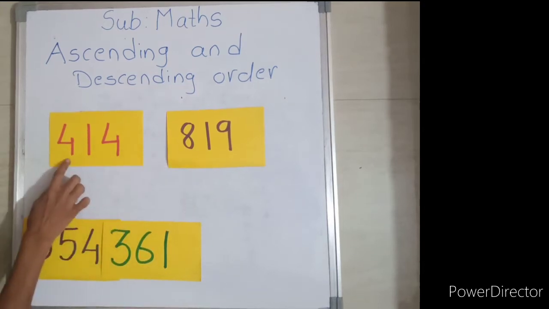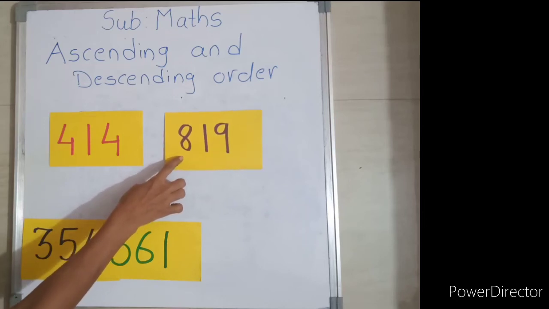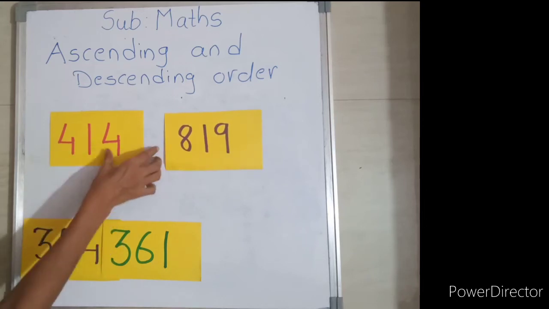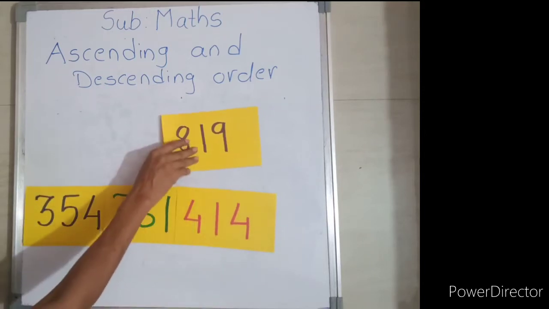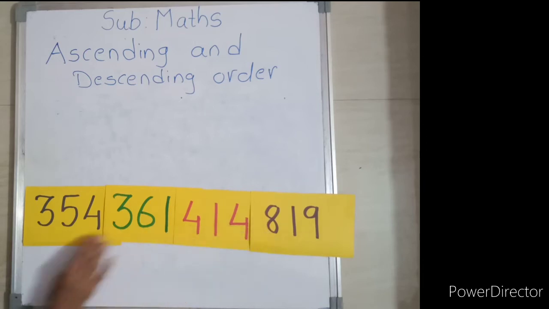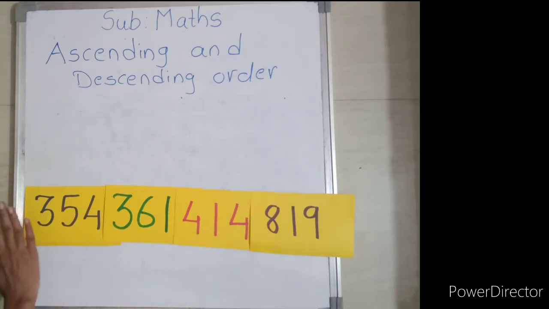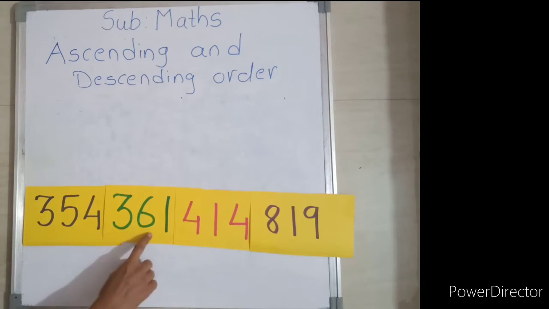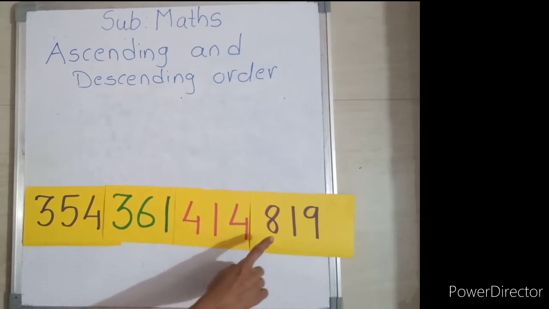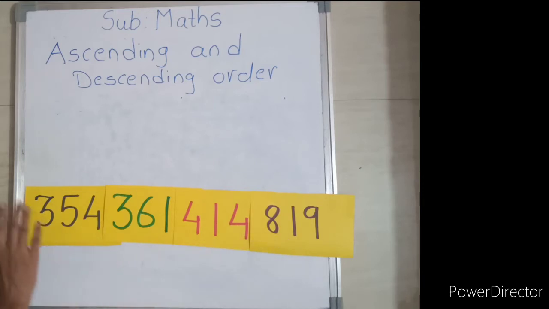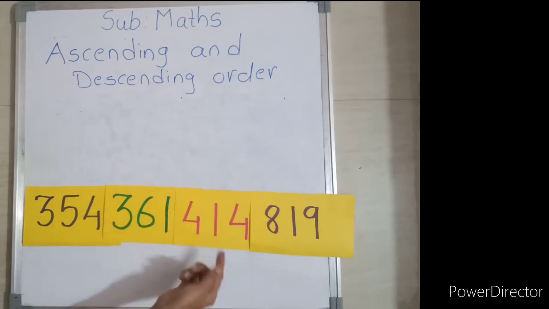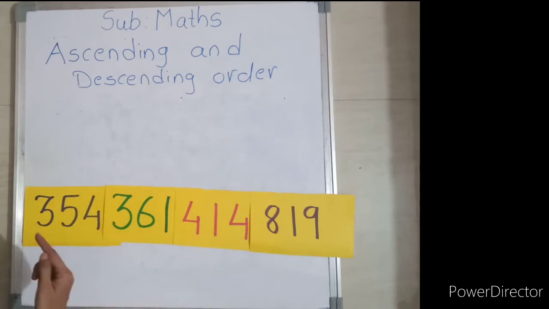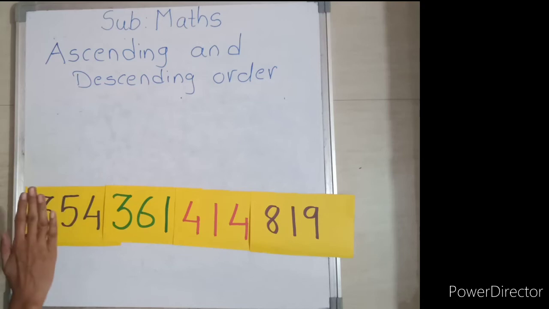Then here is 4, here is 8 in hundreds place. So 4 is smaller than 8. So here will come 4, this, and then at the last this number. So I arrange these numbers from smaller to bigger, means 354, 361, 414, 819. So it is from smaller to bigger. It means it is in ascending order, and from this side, from bigger to smaller, it is in descending order.